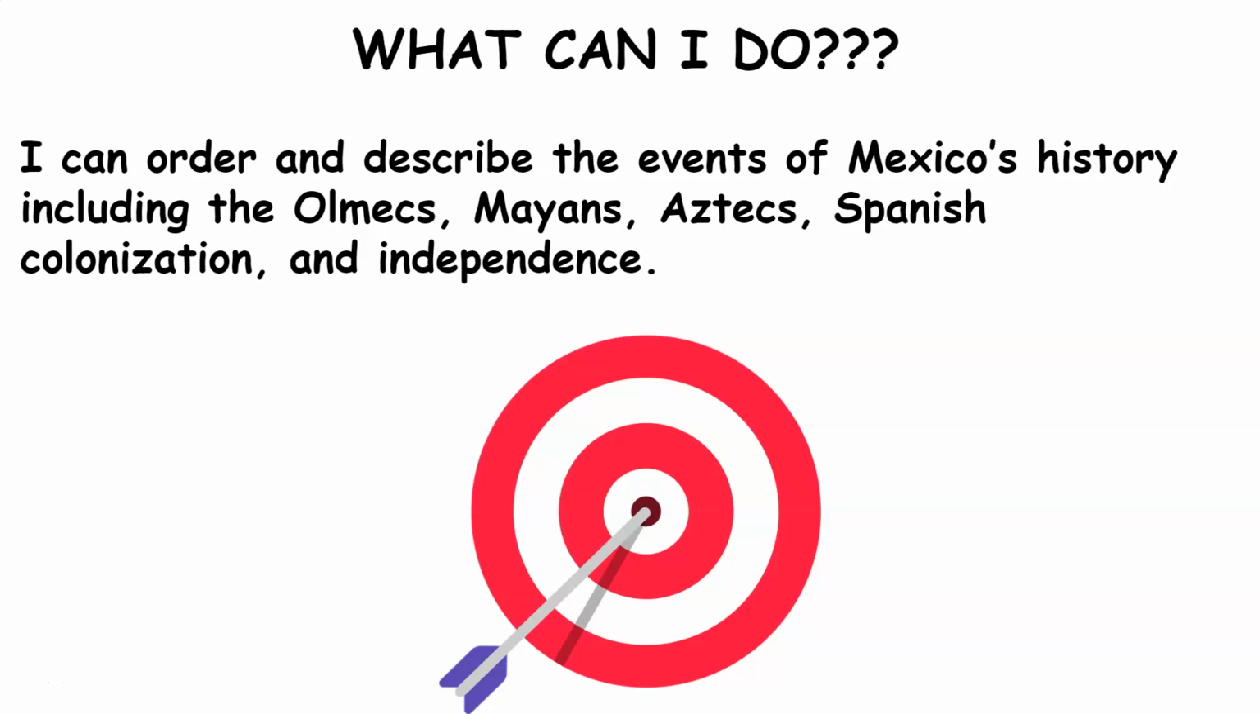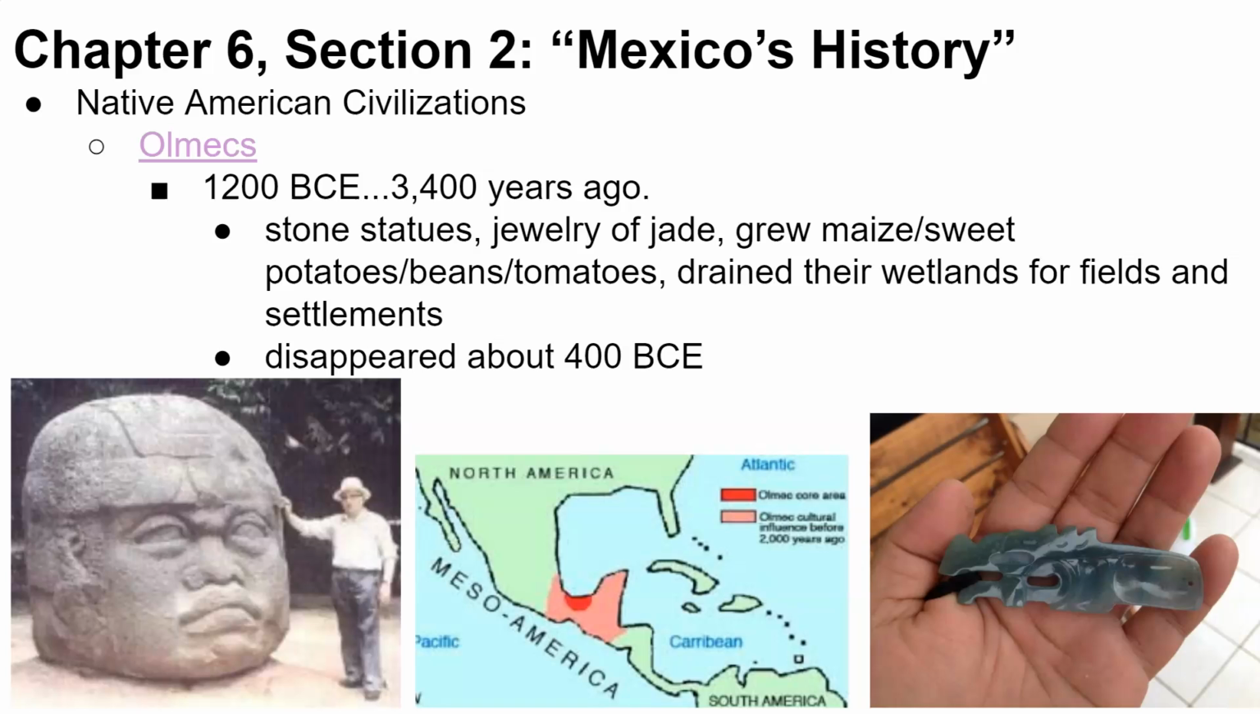The groups we're going to look at today, and these are in order. You're going to talk about the Olmecs first, then we're going to get into the Mayans, and of course the Aztecs, Spanish colonization, and then towards the independence of Mexico. So, beginning, of course, with the Olmecs, who are among the very first people to settle in Mexico.